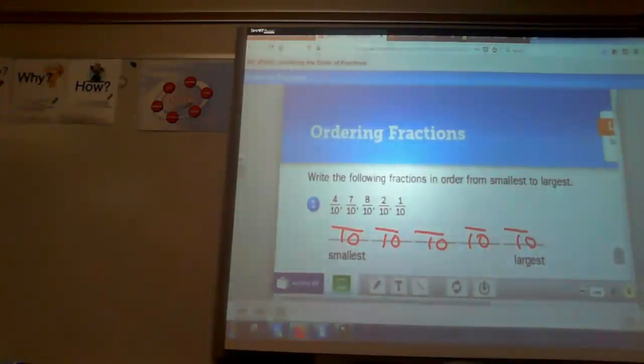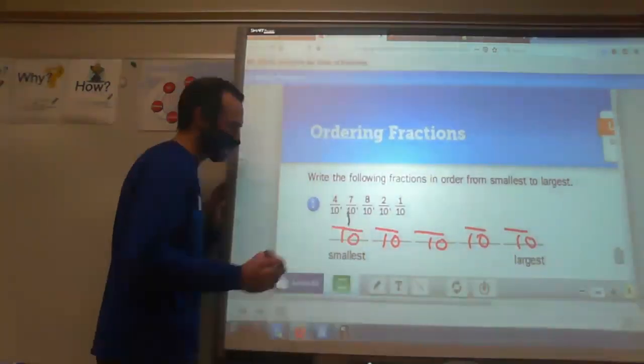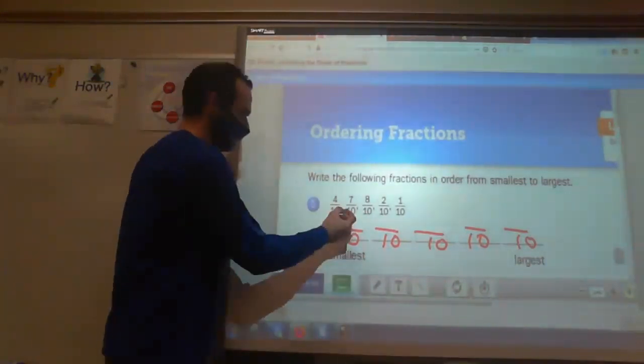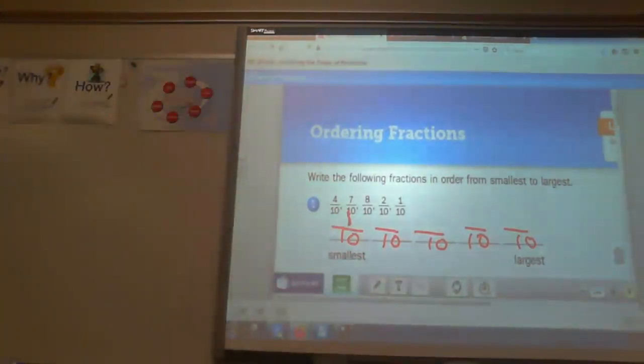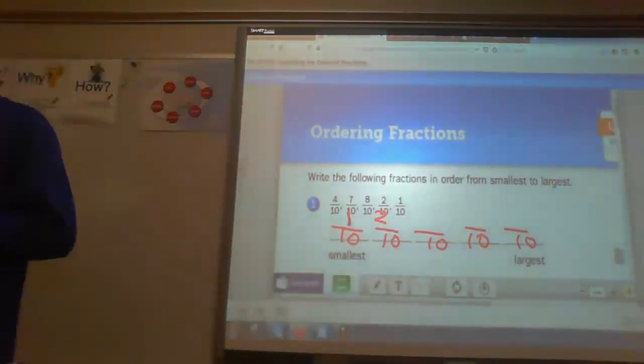Okay, going in order. What would come first? Braxton. 1/10. Okay, 1/10, because if you just have 1 out of the 10 pieces, that's the smallest one. I should probably do it in the color that we're going to see then. There we go. Okay, what comes next? Quarter. Okay, because that's the next smallest numerator.